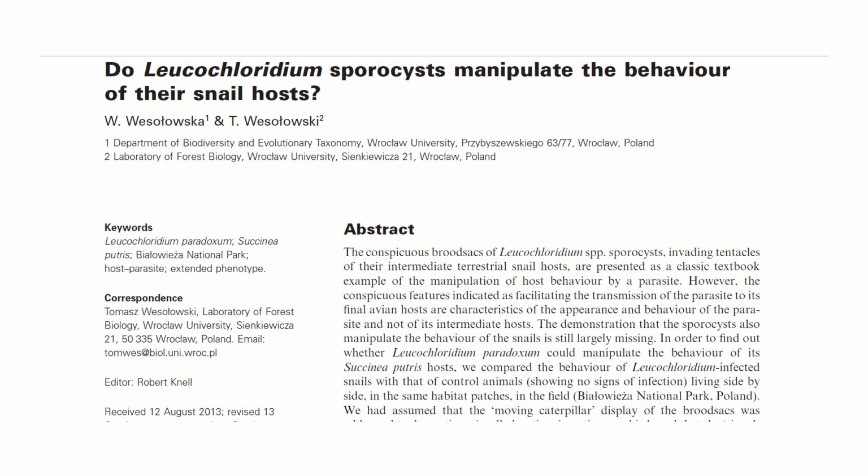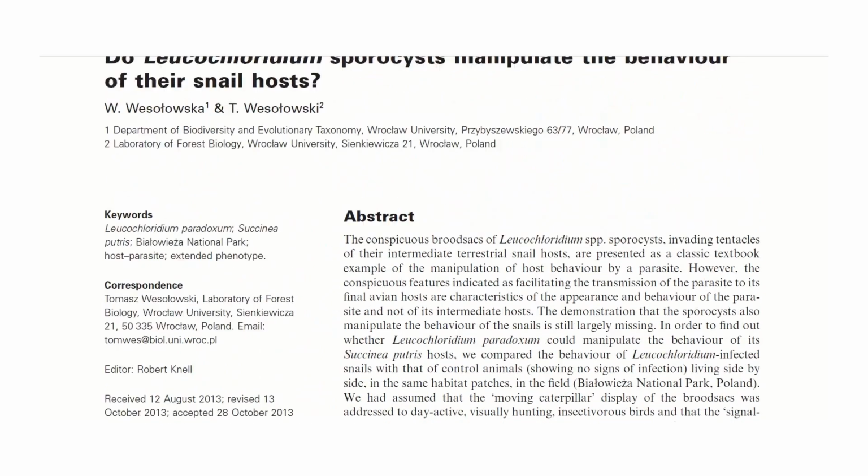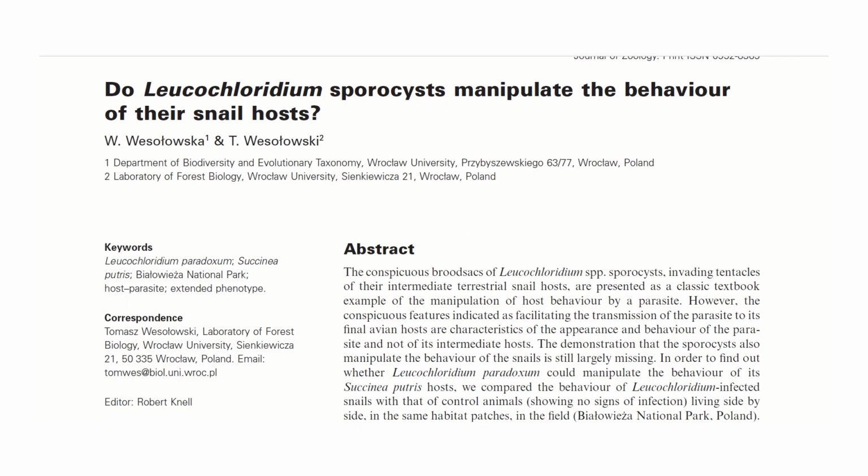So what should you tell your audience? Let's look at that first sentence. It says, it is true that an animal with a parasite is not likely to behave like a similar animal without that parasite, right? Okay, that's kind of good to know that some animals, when they have parasitic infections, their behavior might change. Here they say when the parasite-induced behavioral changes benefit the parasite, they are described as manipulative. That's kind of good to know. We're introducing that whole concept of manipulation, right?